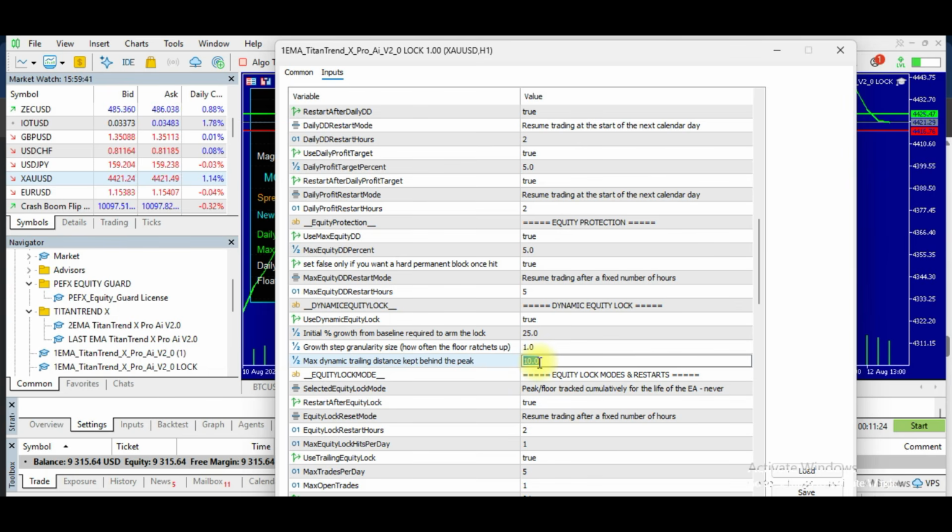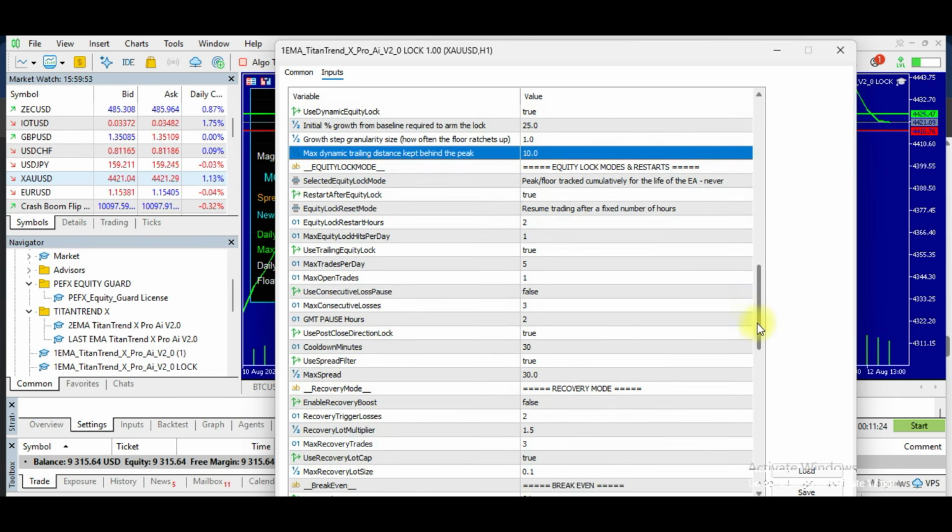After 10%, it peaks again. After 10%, it peaks again. But it will be gradually climbing up from this. So this is the pattern I love to integrate into this EA.